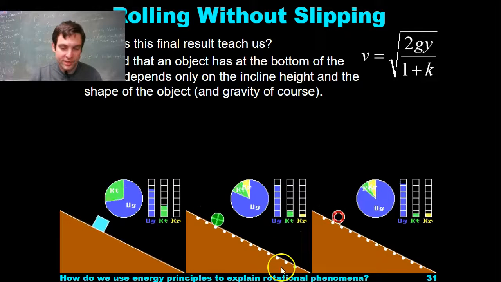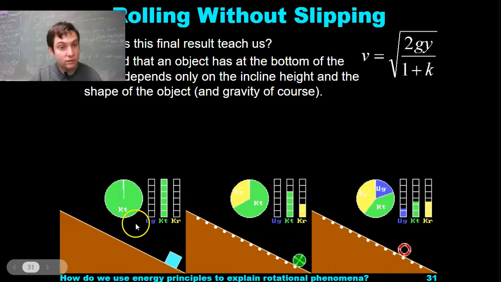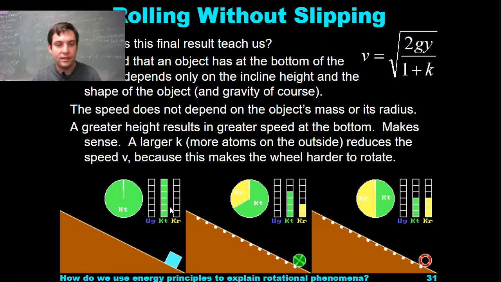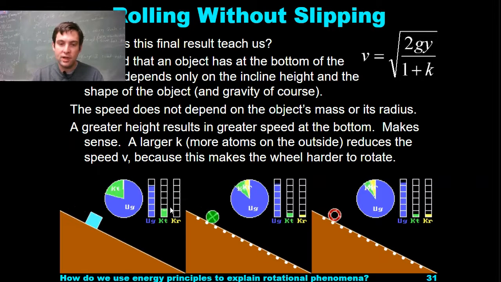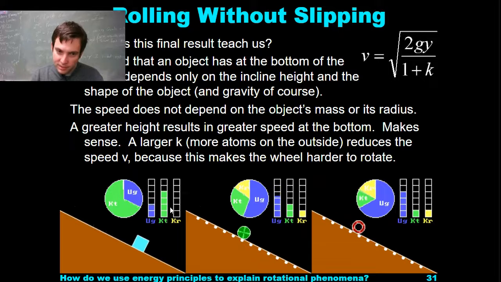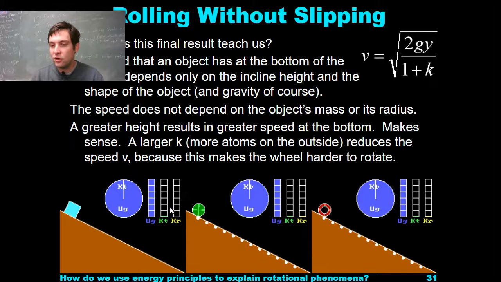You also have to worry about the angle that these inclines are at. If you have a steeper angle, that's going to affect your height. So that's kind of just implied there. The speed does not depend on the object's mass or its radius. A greater height means greater speed at the bottom in all 3 instances. A larger k means more mass on the outside, which reduces the speed because this makes the wheel harder to rotate.